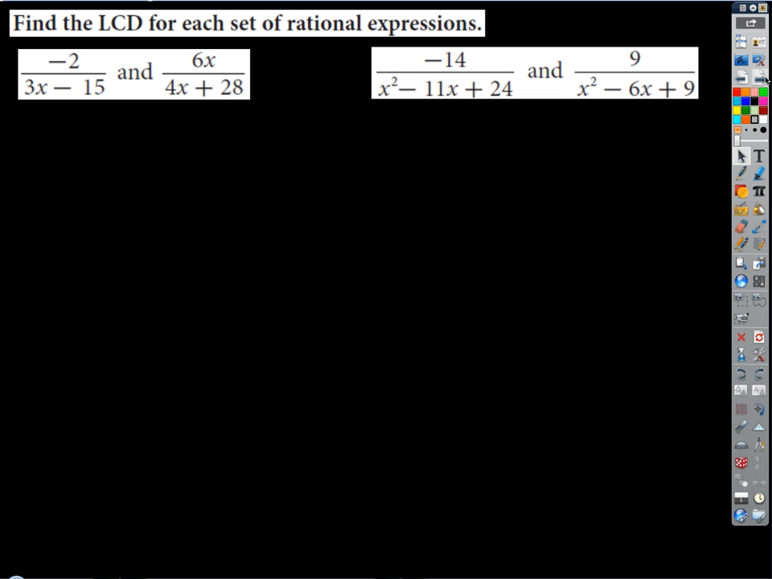So how am I going to come up with a least common denominator for those two fractions, those two rational expressions? What do you think? How would you do it? Let's take numbers for a second. And I think this is a good strategy in algebra.